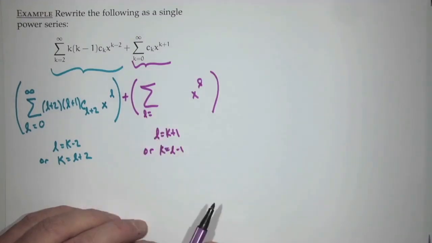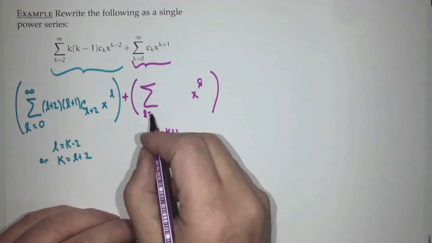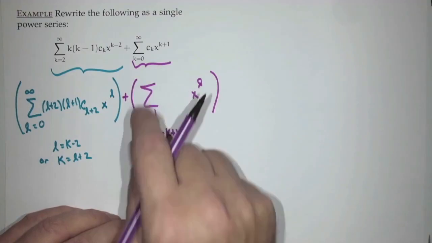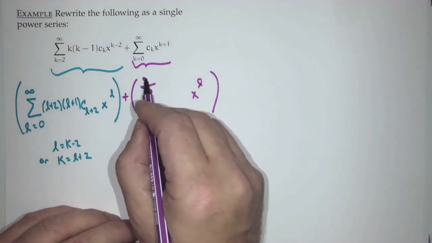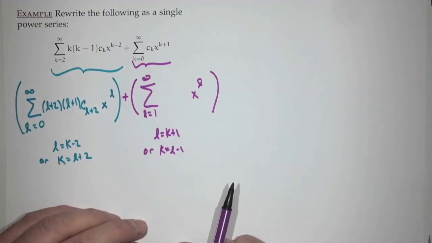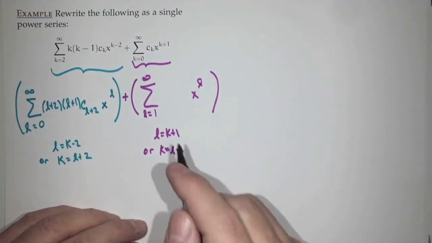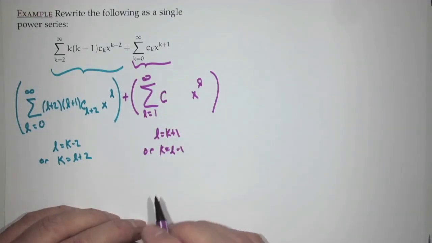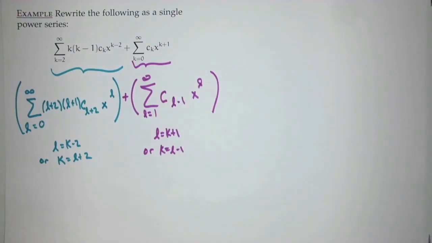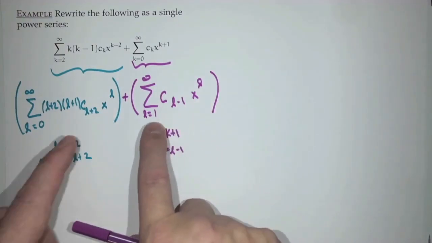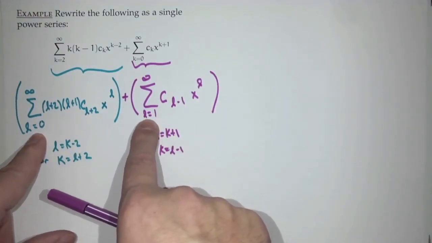All right, where do we start? Start at 1, because k equals 0 becomes L equals 1. Where do we end? Infinity. What's our piece that goes here? C sub L minus 1. Okay, great. So now, these match. That's wonderful news for us. The starting points don't match. That's not good news for us.